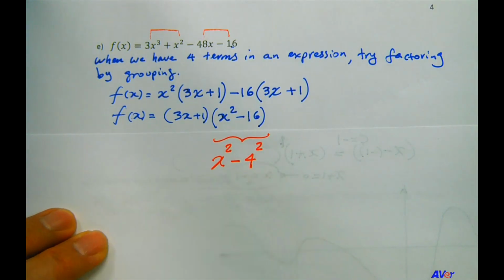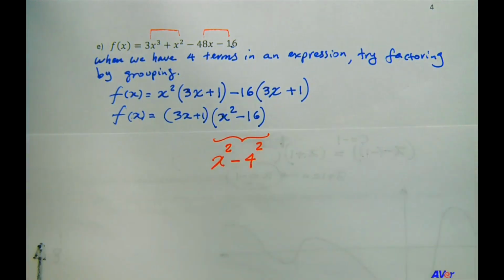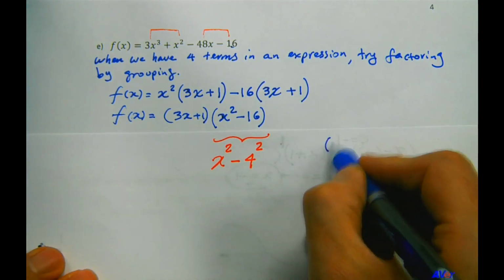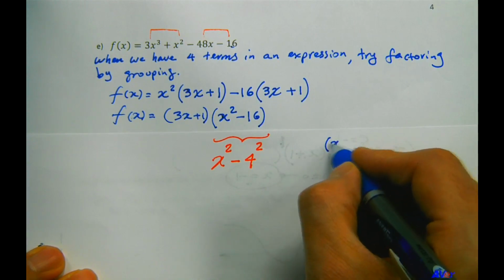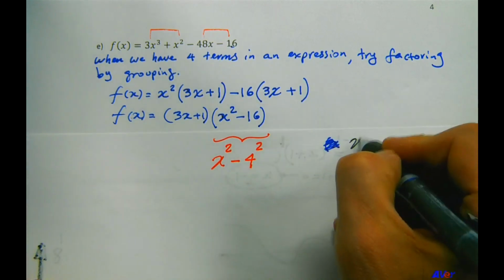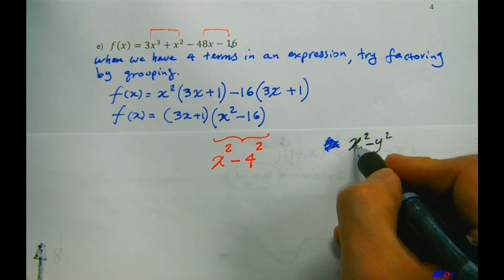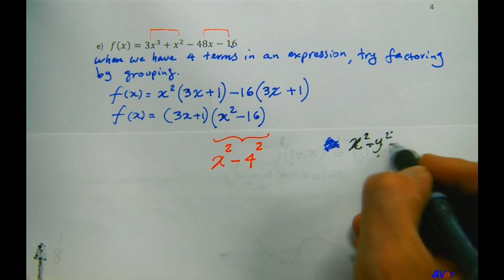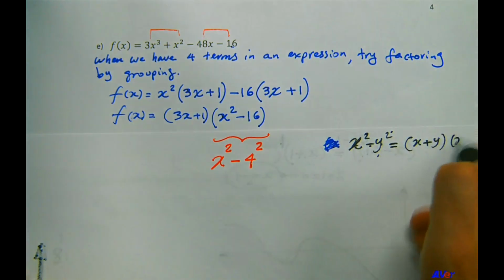Why is this important? Well, we do have a special product formula which I've asked you to memorize, one of the three which I've asked you to memorize, which says that if you have x squared minus y squared, so if you have a perfect square minus another perfect square, then you can factor this out in terms of x plus y times x minus y.